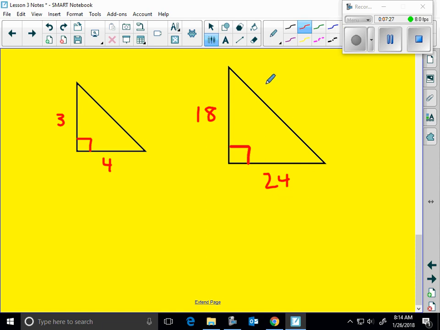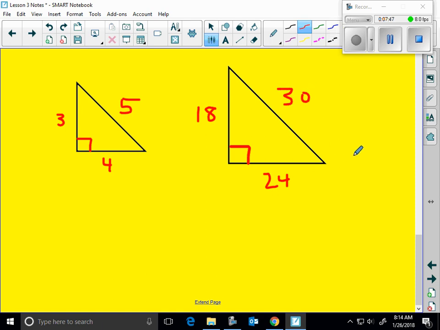Correct? Okay, so if I have a congruent angle on a side, right, and these are proportional, then these sides should also be proportional. So what should this side be? 30. Yeah, 30. Let's see if it works.